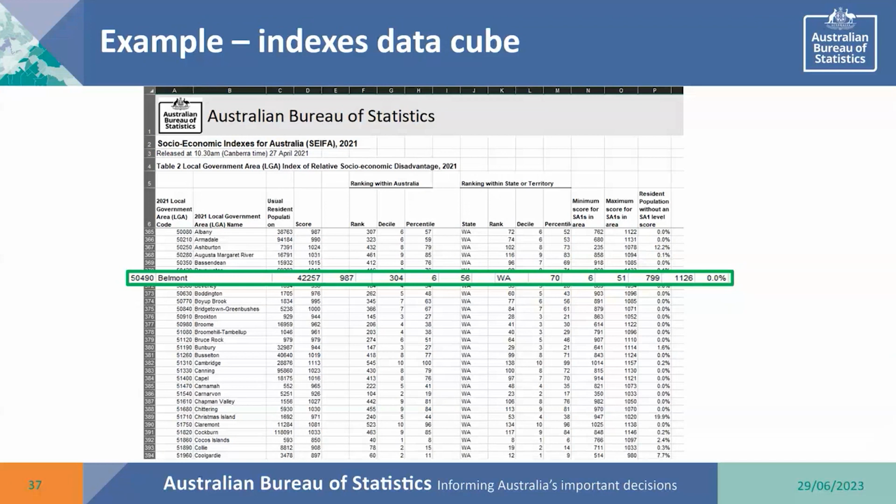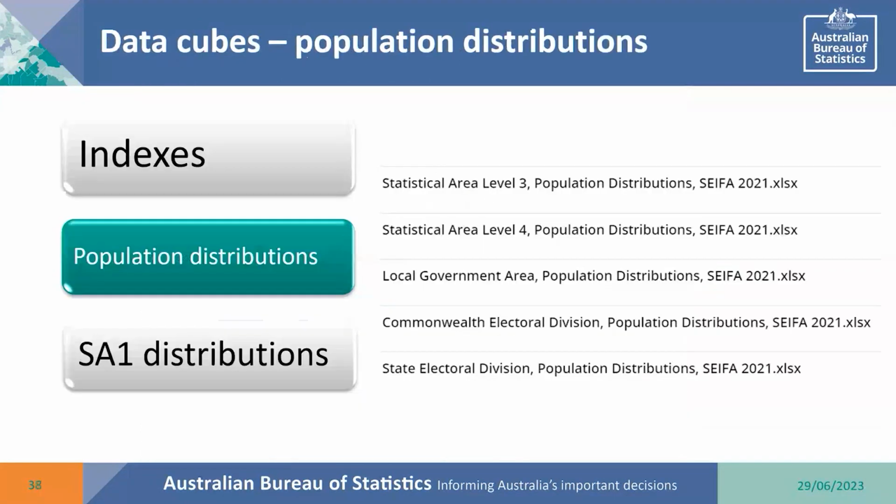We can see, for example, that Belmont is in decile 6. It's not particularly more advantaged or disadvantaged than other LGAs. These index data cubes are the main output for SEIFA. The other data cubes are designed to assist in understanding and comparing SEIFA for the higher level geographies.